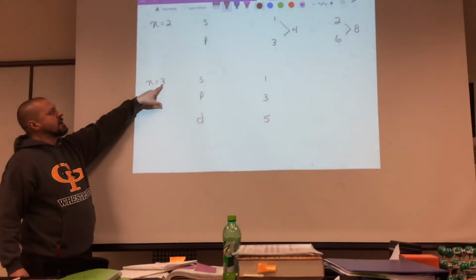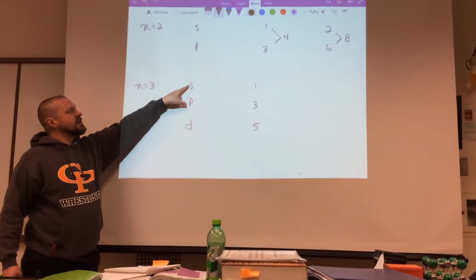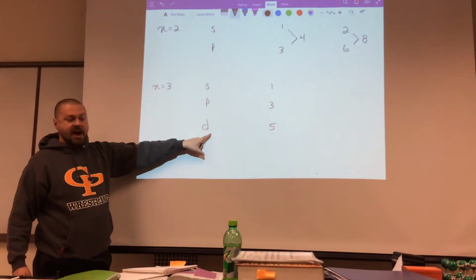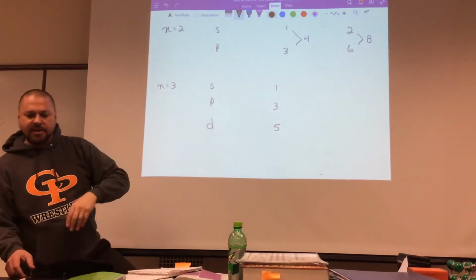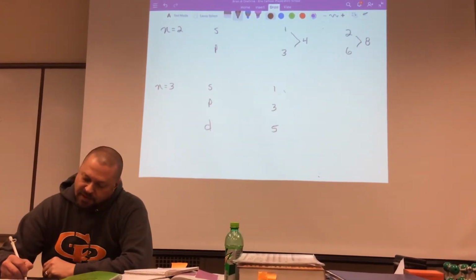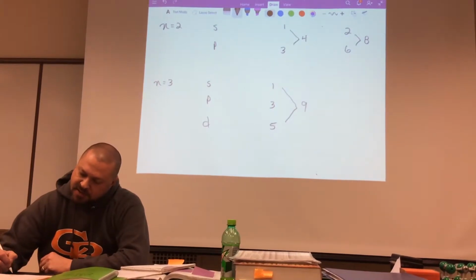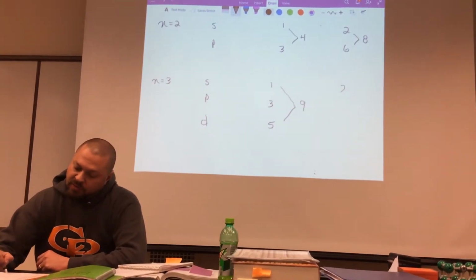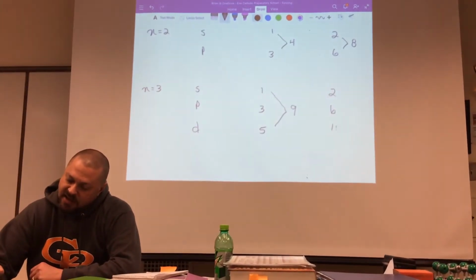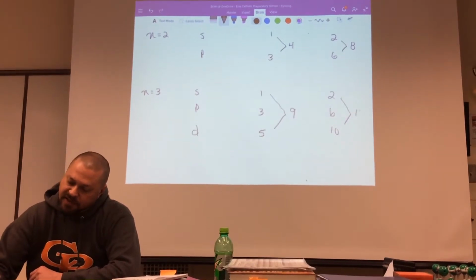N equals 3. We pick up D, so we have a sphere. We have 3 bilobes and 5 of these quad leaf or whatever they are. All right, so we have a total of, what's that, 9 orbitals? And that would be a total of 2, 6, and 10 electrons for a total of 18.